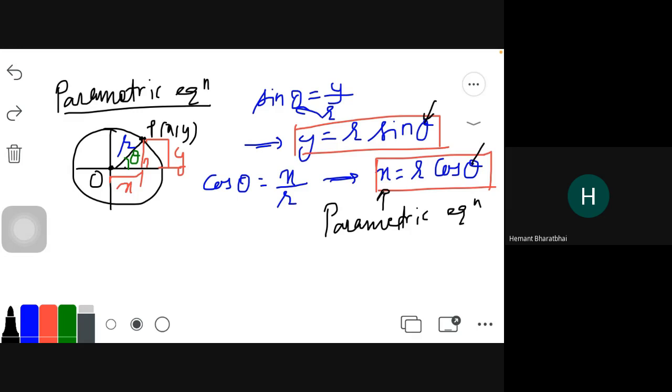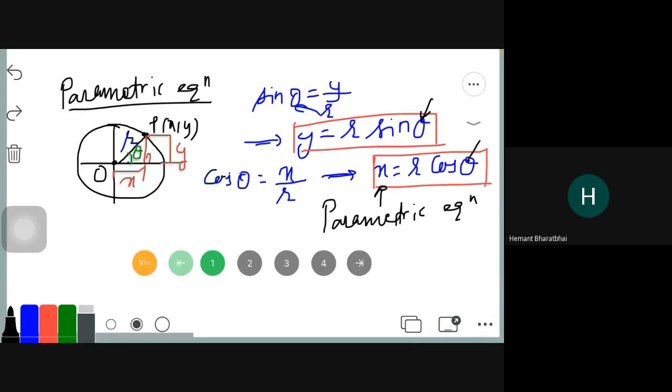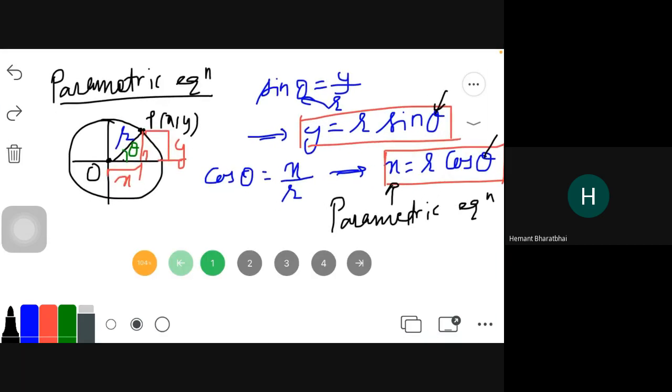In parabola, ellipse, hyperbola, everywhere we are going to see this parametric equation. And the work of the parametric equation is to reduce the number of variables. I hope you have got it. What do you mean by parametric equation of the circle?